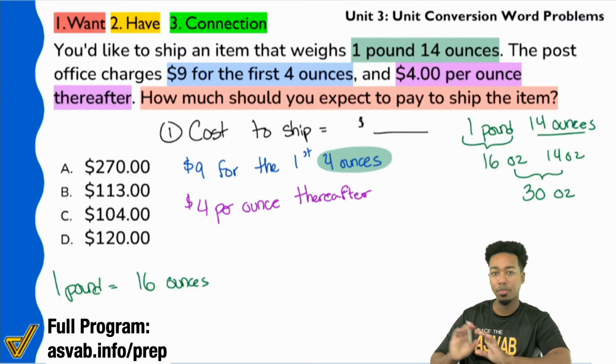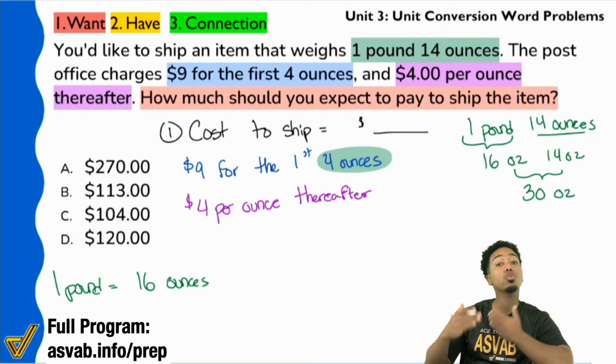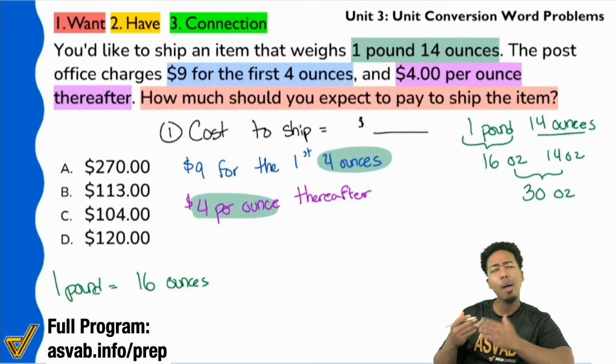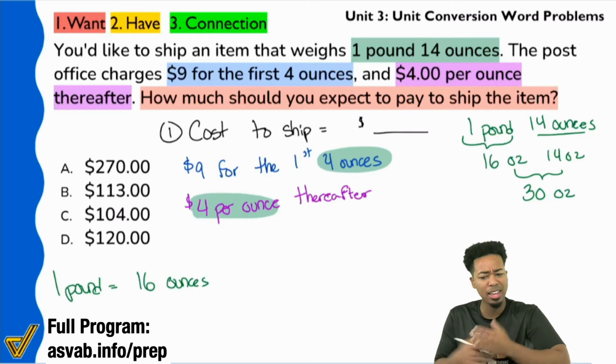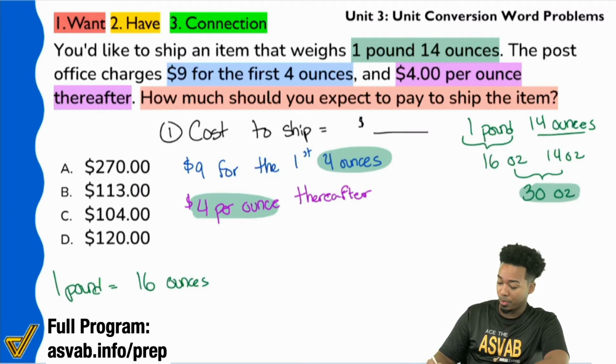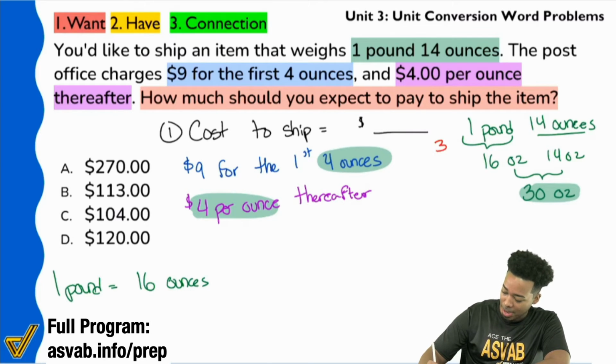That's the flat fee for the first 4 ounces. Now what's remaining will get charged $4 per ounce. Now, how many ounces is that we're going to apply the $4 charge per ounce to? Well, take away 4 from 30. That's it. We had the 30 ounces total. The first 4 ounces, that's the $9. So what's left? Well, I think we can do some easy math here. 30 minus 4, that's going to be 26 ounces.